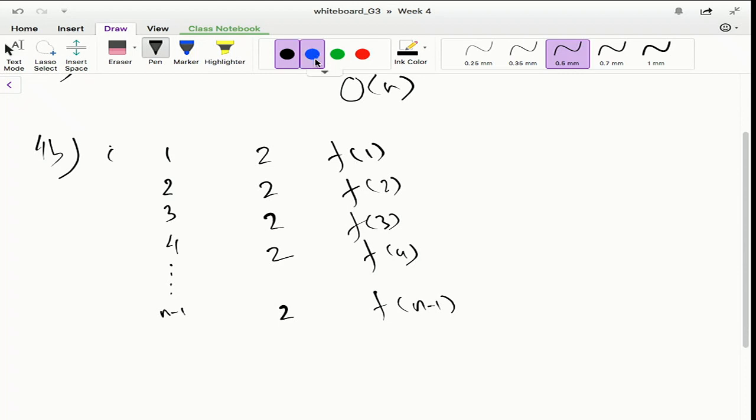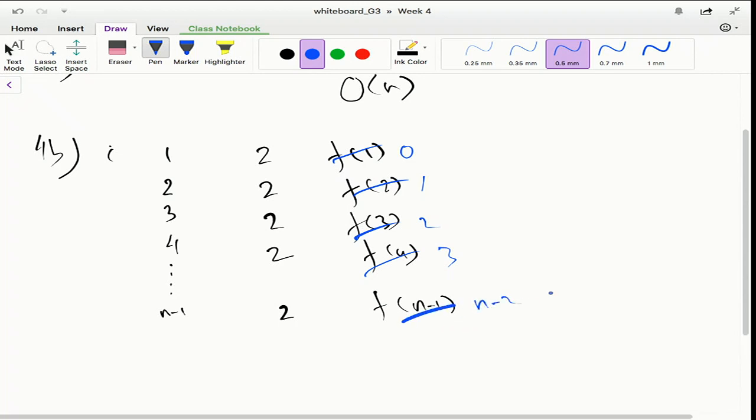Now when you call f1, how many additions do you need to do? When you call f1, you call this one, right? So then you come inside, the range is from 1 to 1. Do you go in or not? No. So that is a 0. So you just return, right? So f2. How many additions do you need to do? 1. f3. 2. f4. Right? How about f n minus 1? So n minus 2, right?